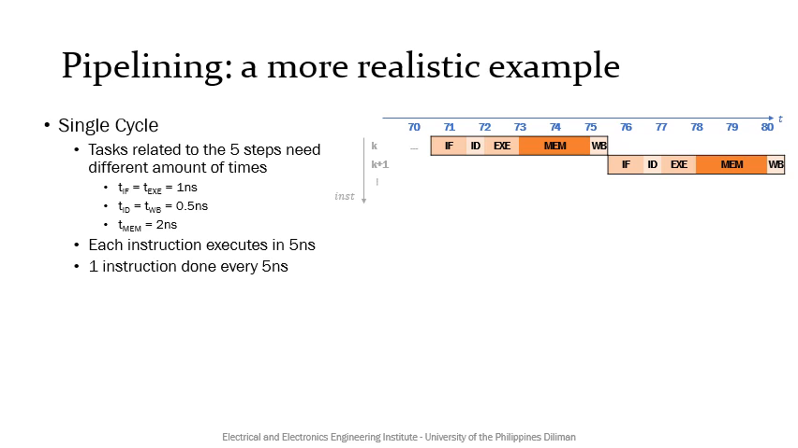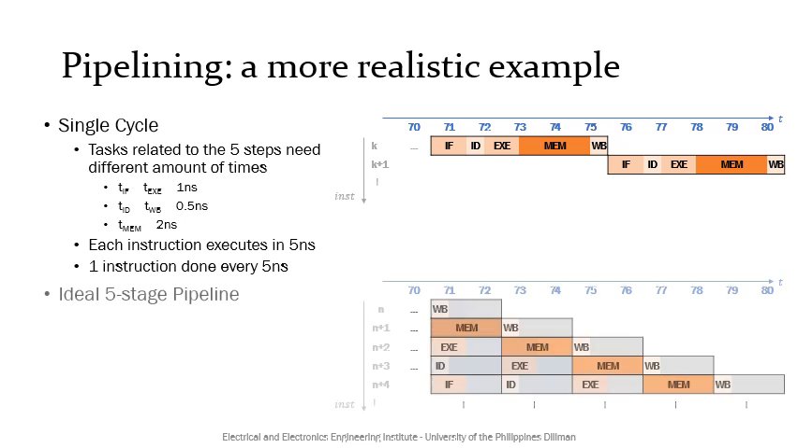Just like in a multi-cycle data path, the clock is dictated by the slowest stage. So this time, the clock cycle must be 2 nanoseconds as dictated by the slowest MEM stage, and the 5-stage pipeline timing should look like this. Note that each clock cycle is 2 nanoseconds and is just enough to fit the MEM stage. However, the 2 nanoseconds is too long for the rest of the 4 stages.